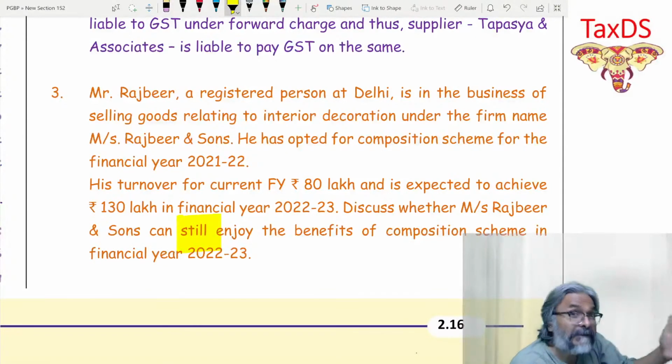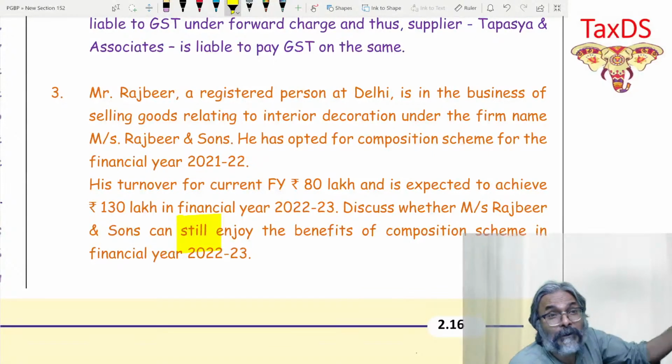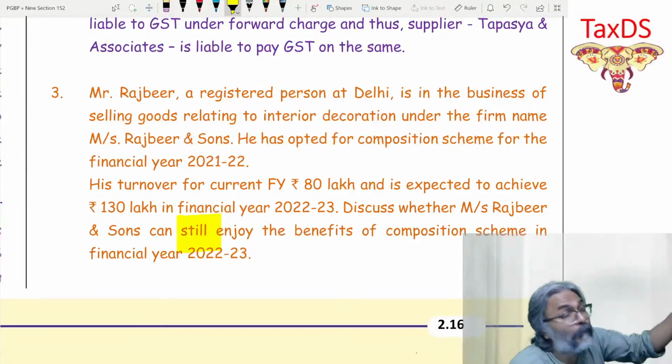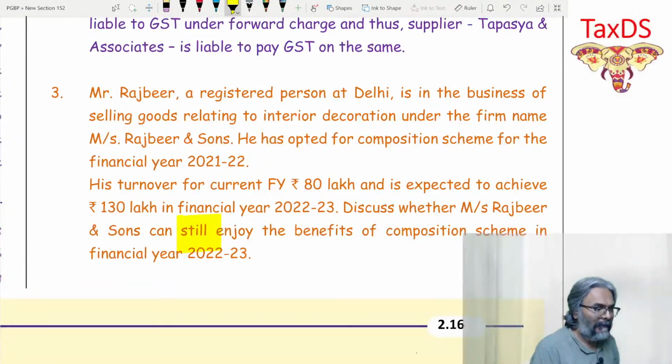So the emphasis would be on the current year aggregate turnover. How much is the current year aggregate turnover? So first, in this case, the current year aggregate turnover, if it is up to 150 lakhs, if it does not cross 150 lakhs, then he can still enjoy the benefit of the composition scheme.